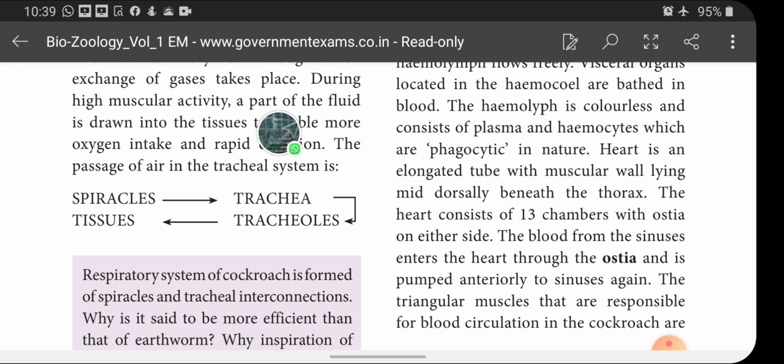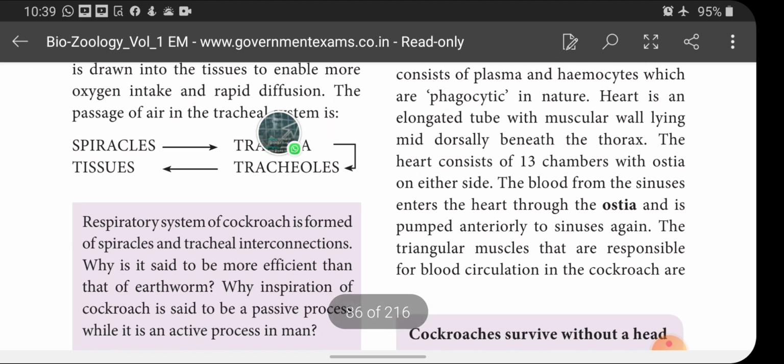The heart is an elongated tube with a muscular wall lying mid-dorsally beneath the thorax. The heart consists of 13 chambers. When we speak about the circulatory system, we immediately recall the structure called the heart. Here the cockroach also has a heart. The heart is an elongated tubular structure lying mid-dorsally, beneath the thorax.